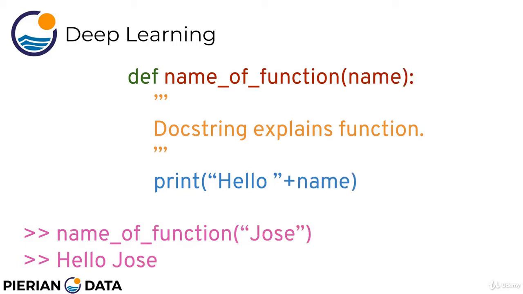Now, it should also be noted that functions can actually take in parameters. So here now we're passing the name parameter that the user will provide when they call the function. And then we print out hello concatenated with name, so hello plus name. So in that case, you'd call the function as shown in the bottom here. Name a function, and you would pass in some string, and then it would say, hello, Jose.